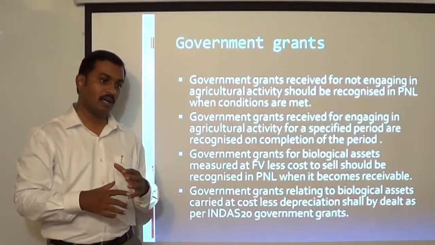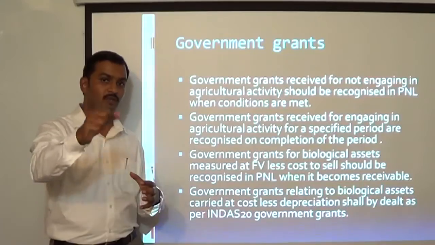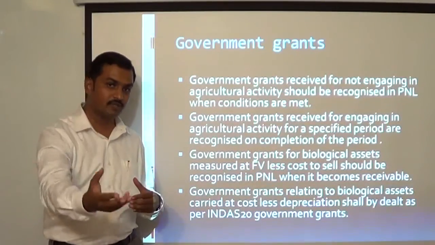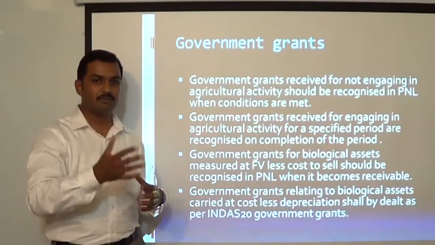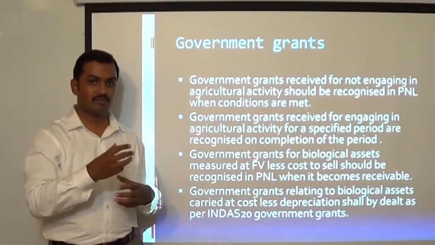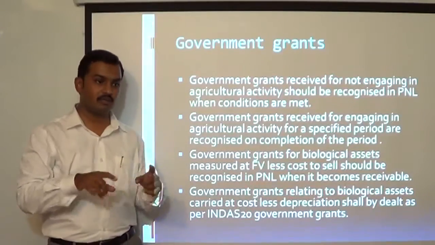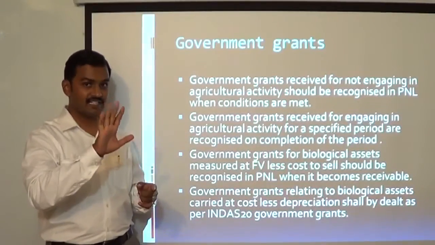P&L account. And suppose government says, boss, we are giving you $100 million. You do farming for 5 years. And say if you have done farming for 2 years, then we will allow you to keep 40% of the government grant. Sometimes there may be a situation where you can recognize a portion of the government grant as income even though you are not able to satisfy the entire condition.